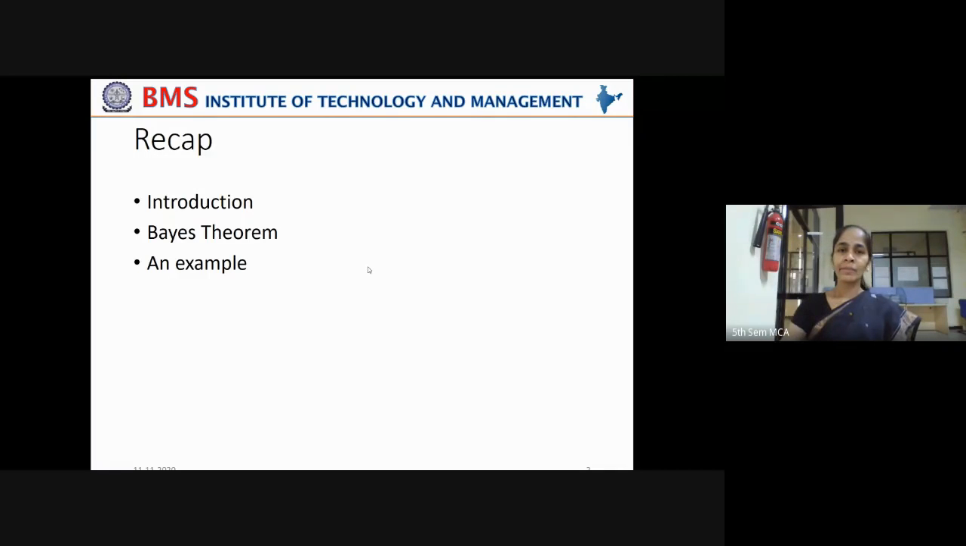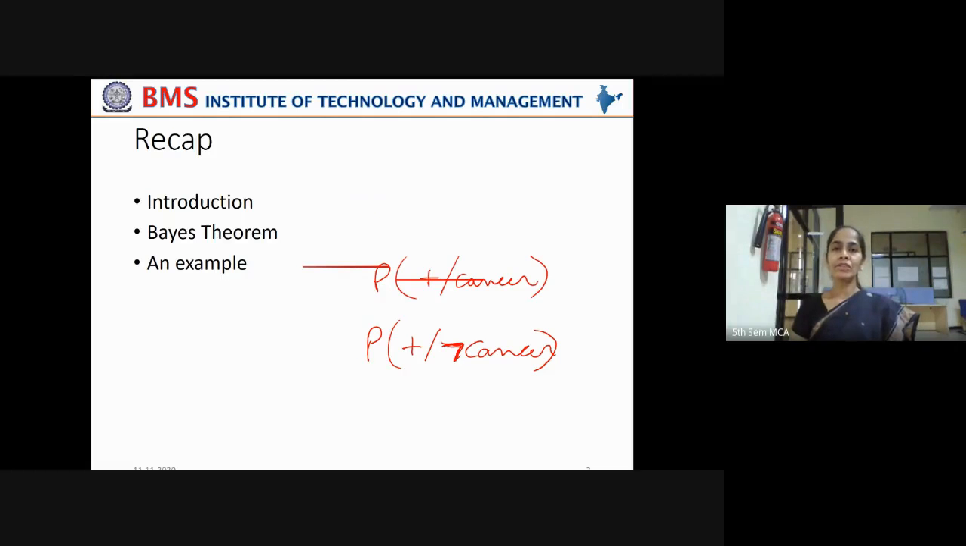Right? For that, we have taken the probability of a patient being diagnosed as positive when he has cancer and the probability of him being diagnosed as positive when he doesn't have cancer. This symbol is for not. Those two probabilities we have calculated. These are called posterior probabilities. Why? Because we are trying to find out whether this diagnosis as positive holds good when he really had cancer and when he doesn't have cancer. That is called posterior probability.